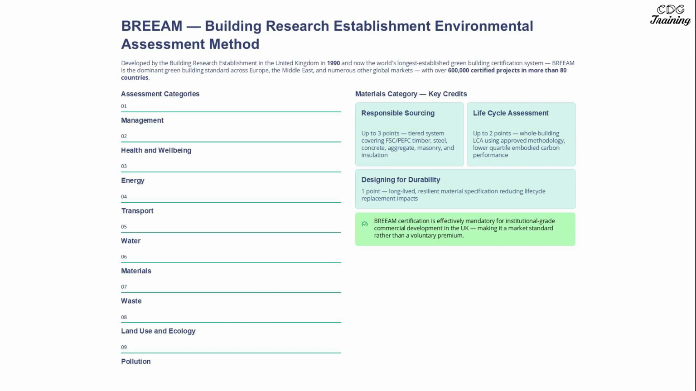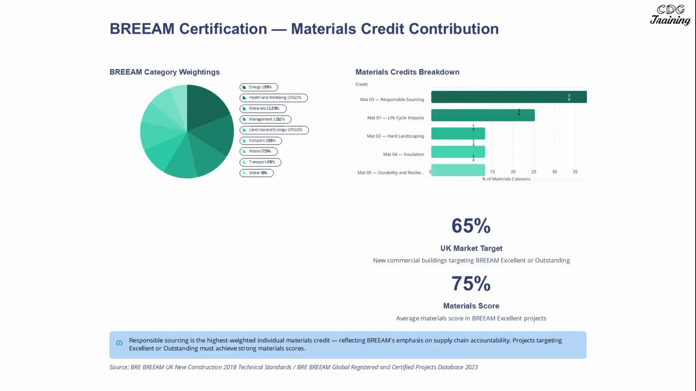BREEAM is a leading environmental assessment method that evaluates buildings on various criteria, including management, energy, and pollution. It highlights responsible sourcing and life cycle assessment as key credits. BREEAM certification focuses on materials credit contribution, with a target of 65% for new commercial buildings. It emphasizes responsible sourcing and durability, aiming for excellence in sustainability.